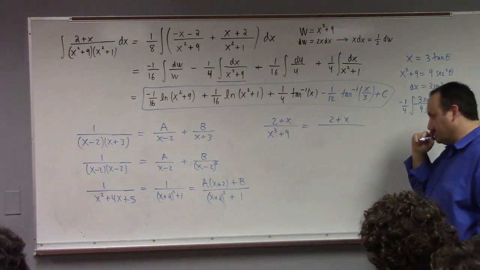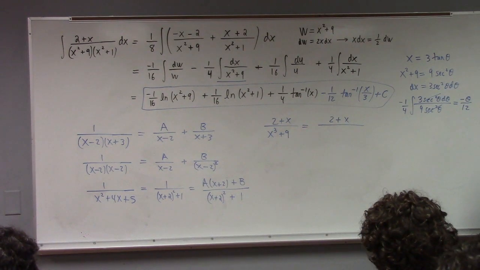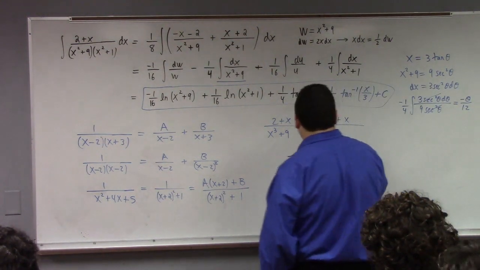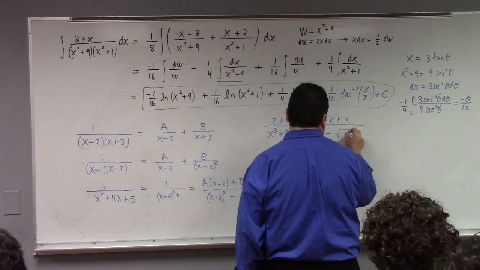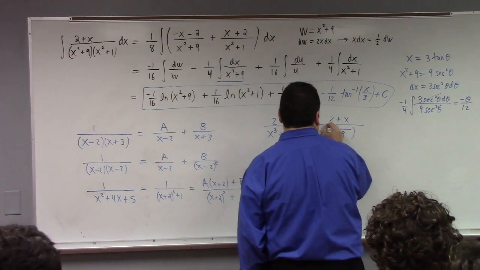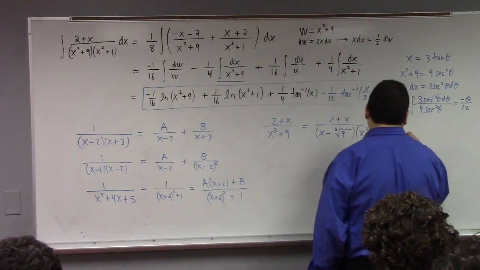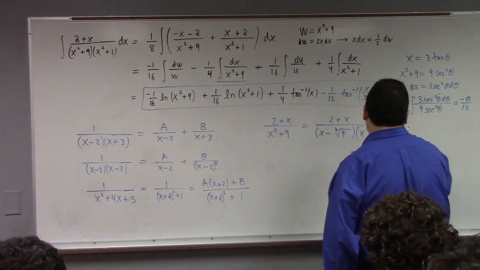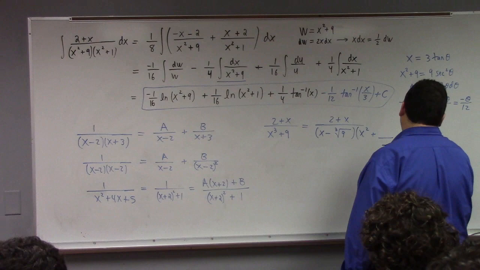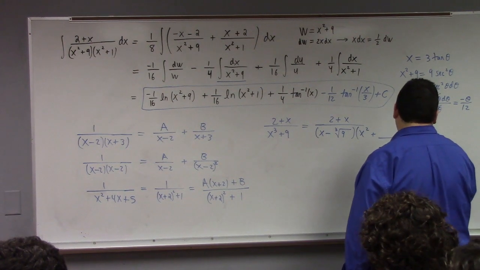I can plug in the cube root of minus 9, and that makes that 0. So by the factor theorem, that's x minus the cube root of 9 times x squared plus something plus, well, minus rather, the cube root of 9 squared.